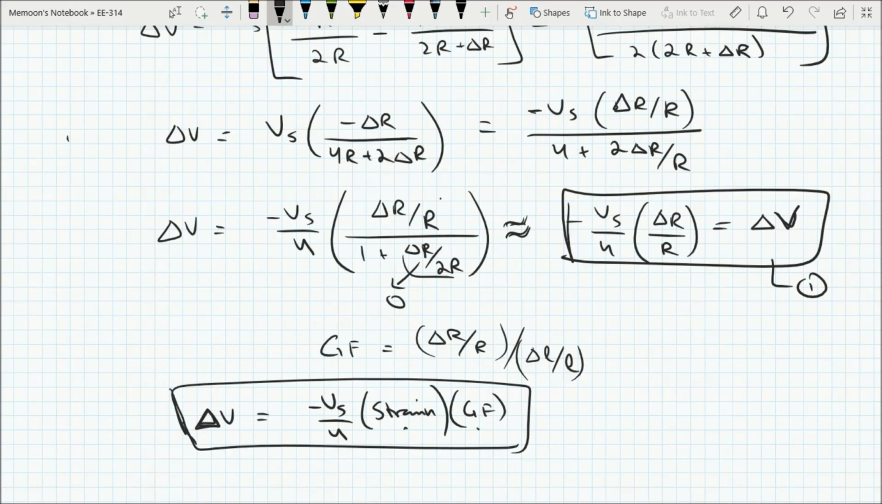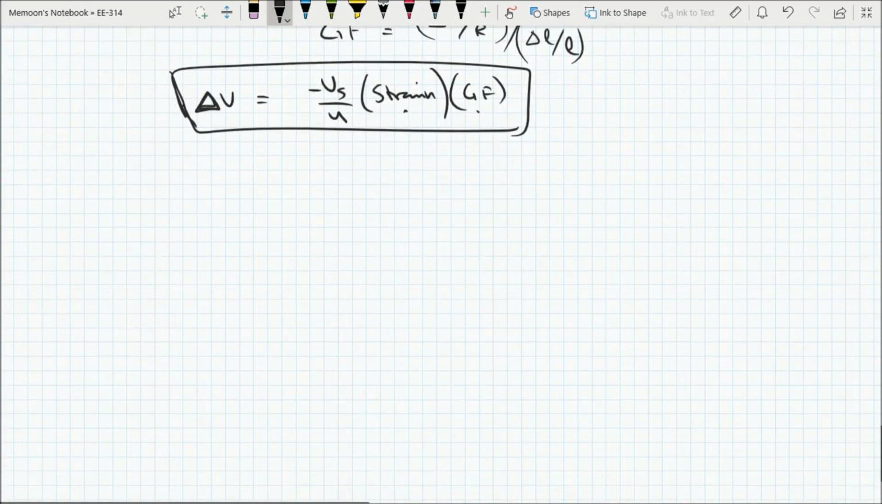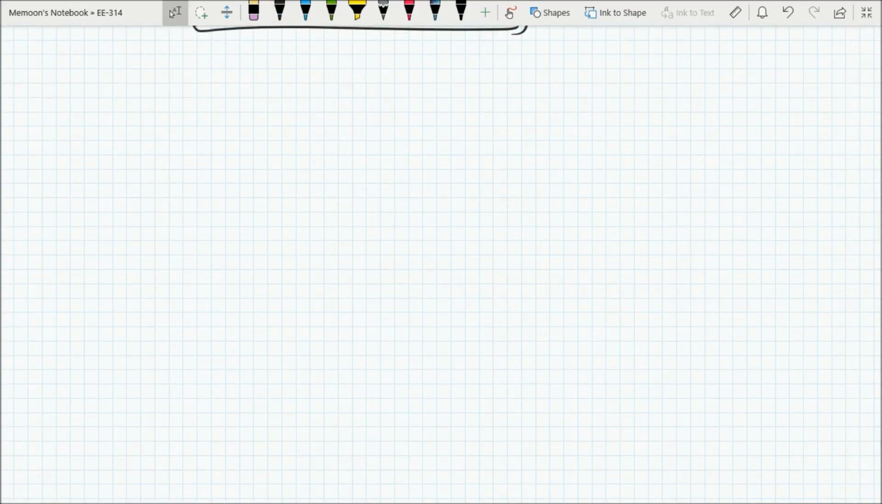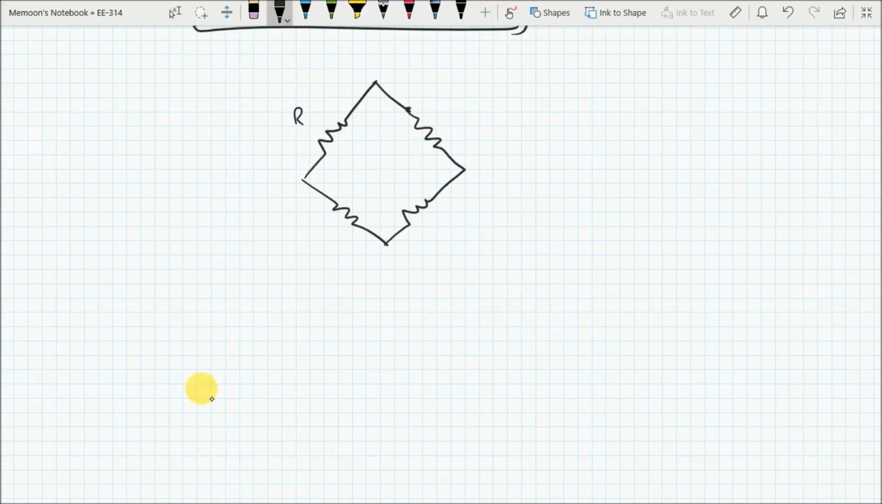But what if we use a dual arm bridge and we use 2 dummy cells and 2 active cells like this? All 4 are now strain gauges. This is RD, this is RD, this is RA, and this is RA.